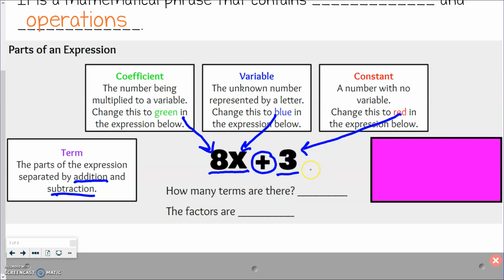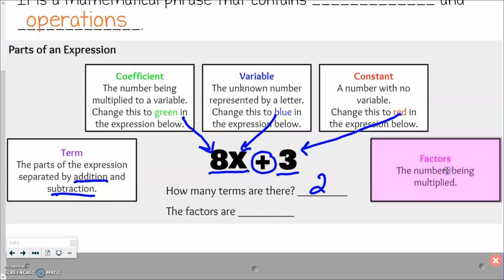So how many terms are there? There are 2. There are 2 terms in this expression, okay? Because we use those addition and subtraction signs to separate the terms. The last vocab word here is factors, and those are the numbers being multiplied. So the factors in this particular expression would be 8 and x, because 8 and x are being multiplied. That's what it means to have coefficient variables. So coefficient variables are also factors because they're being multiplied.